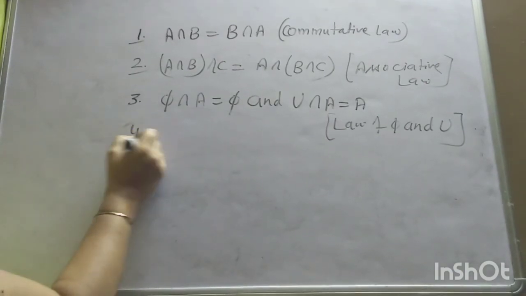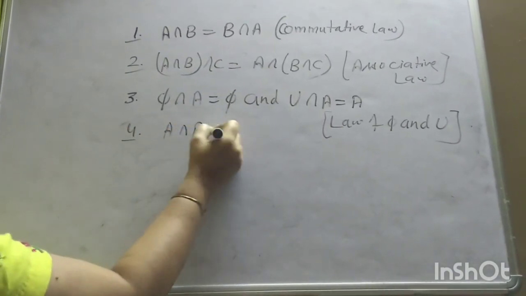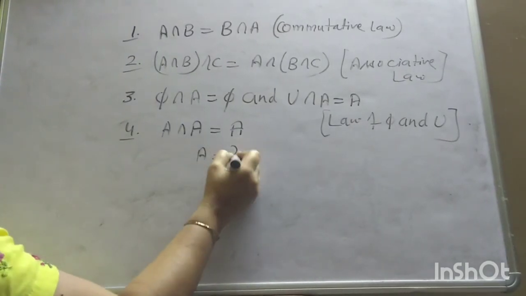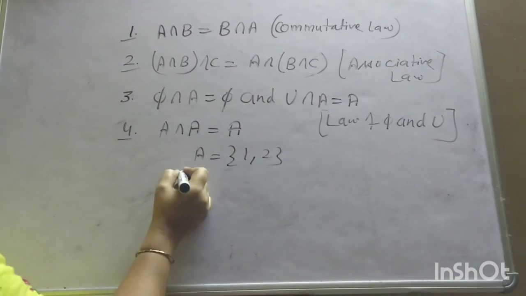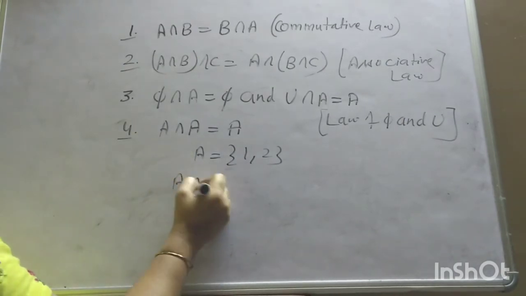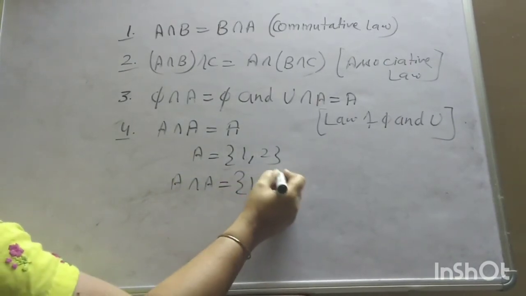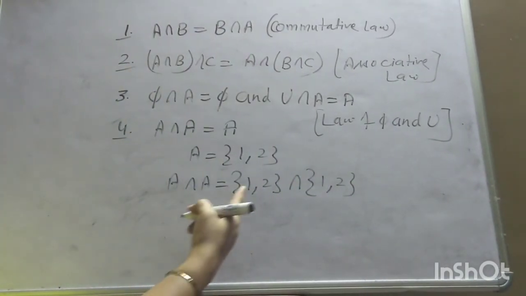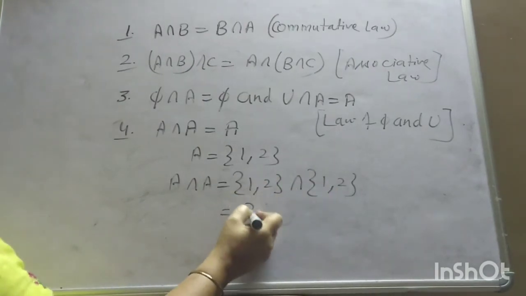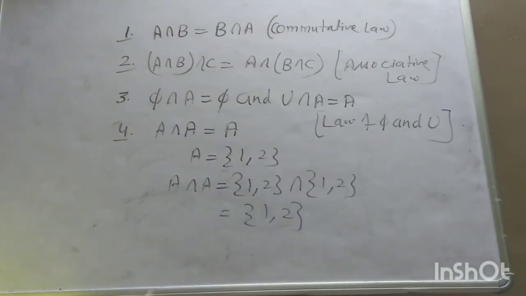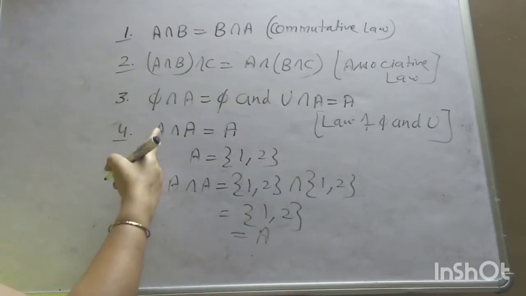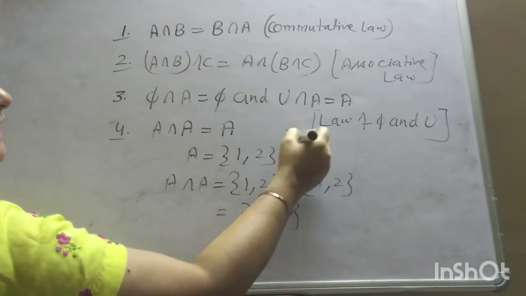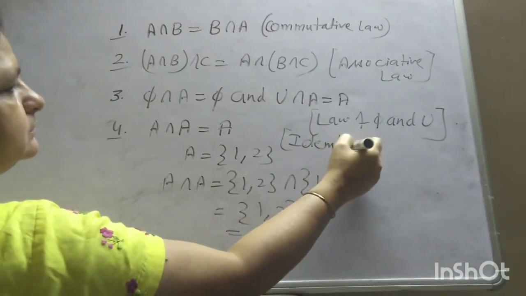Now next is A intersection A is always equal to A. Let set A be {1, 2}. Now what is A intersection A? It means {1, 2} intersection {1, 2}. Intersection means common elements. All elements are common, so again the result is set A. So A intersection A is always equal to A. This is the idempotent law.